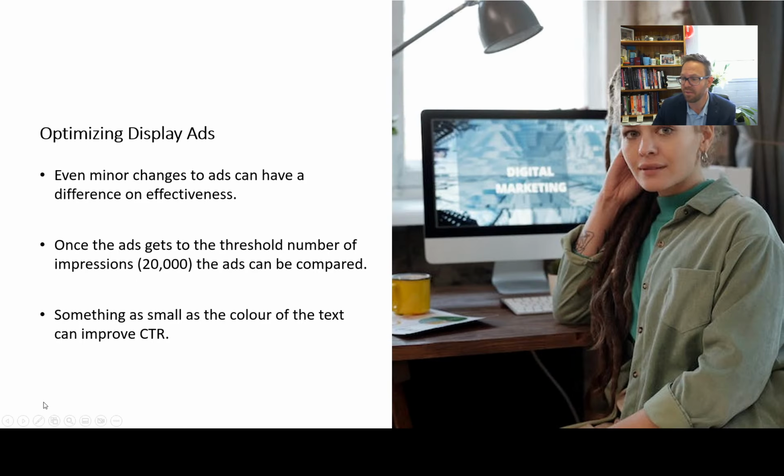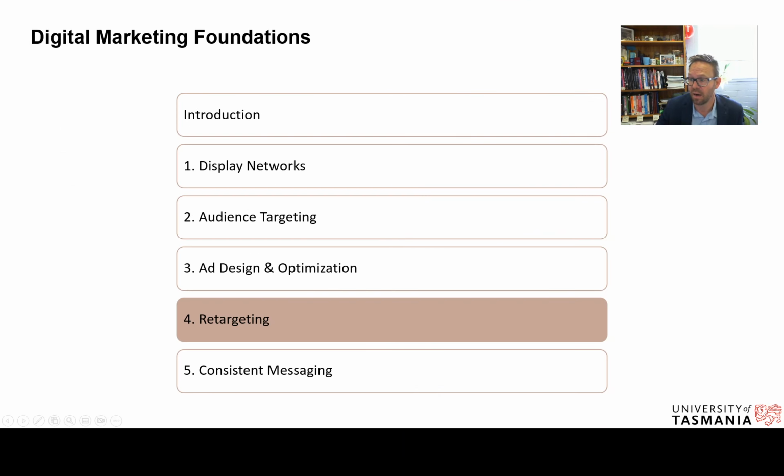Something as small as the color of the text can improve click-through rate. We're going to leave it there. Optimization is kind of cool. We've taught you at this stage how digital analytics works, and it's really relying on that to improve your optimization. We'll stop here and then we'll look at retargeting.